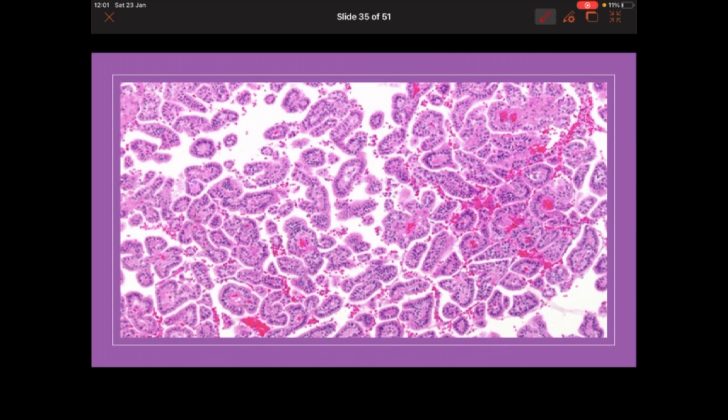This is the low power view of the choroid plexus papilloma. We can appreciate that this is a well differentiated papillary pattern with fibrovascular cores. It has vessels within the fibrovascular core, and all these fibrovascular cores are covered by neoplastic cells, a single layer of cuboidal to columnar epithelium. All of these are fibrovascular cores that have blood vessels within this fibrous core.